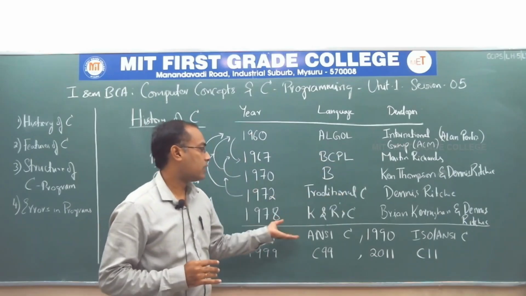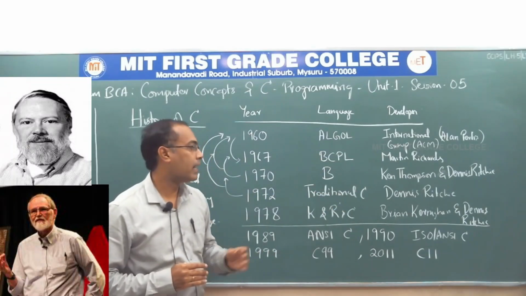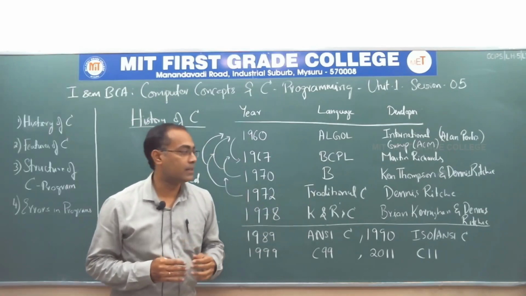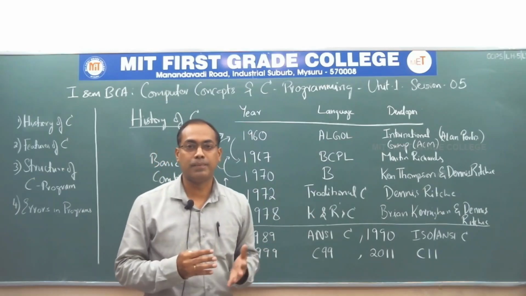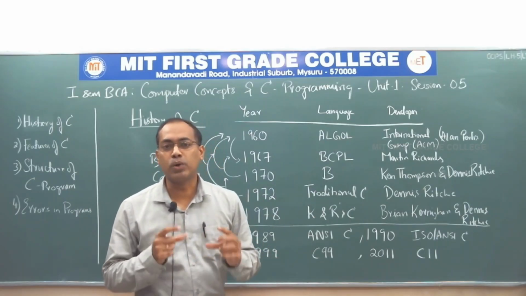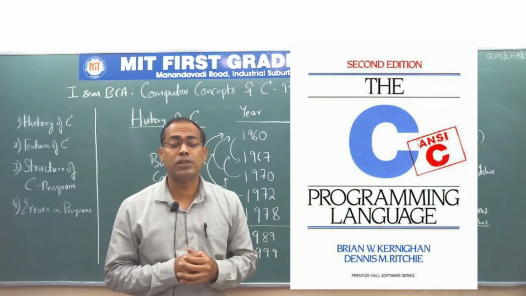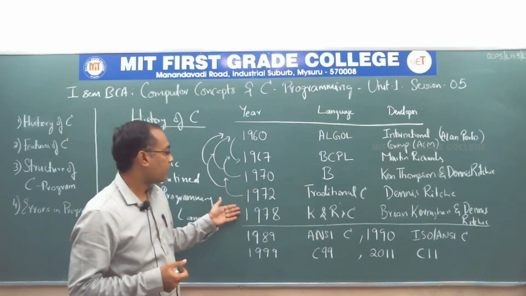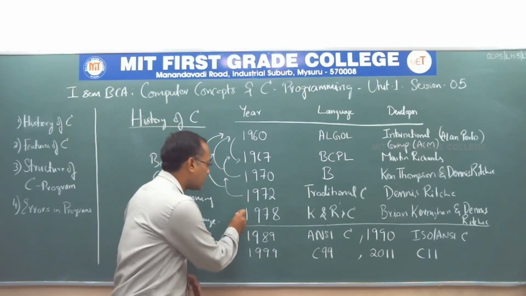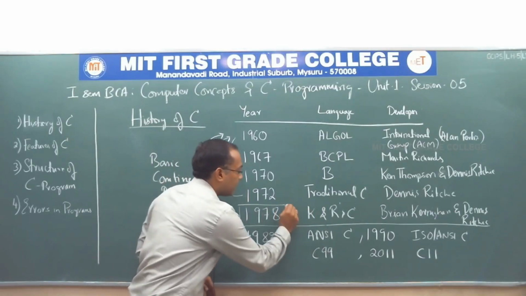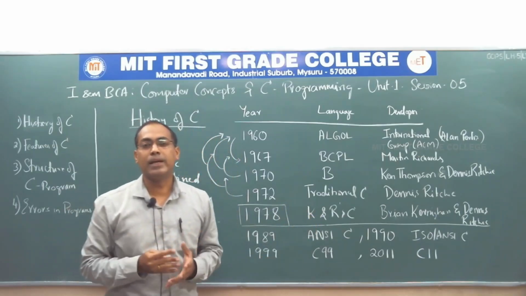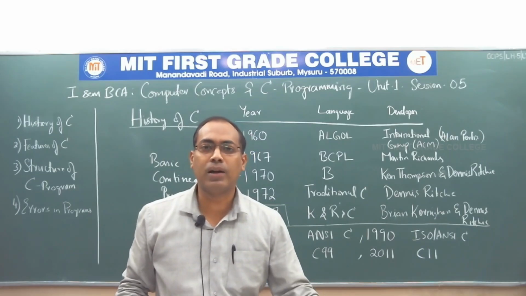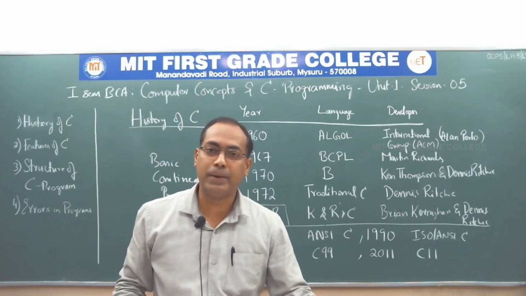And then there was a collaboration between Brian Kernighan and Dennis Ritchie, and they came out with K&R C, which is called Kernighan and Ritchie's C. And they also came out with a book on this C programming language, which is very popularly used by all the first level programmers. After the introduction of this collaborative language K&R C, it became so popular that everybody started using this language for developing various kinds of applications.